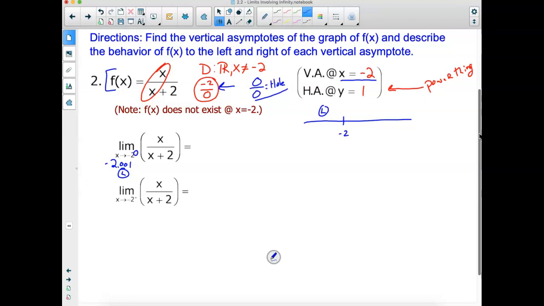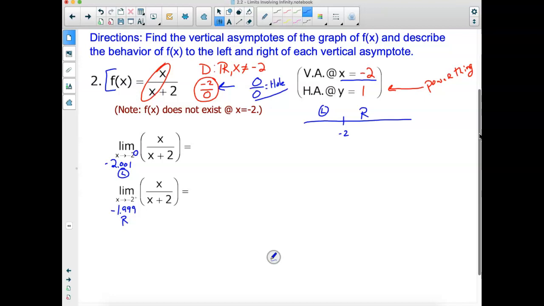To the plus side, it's the right side. Well, as I approach -2 from the right, that's like -1.999. That's my right side. We got to organize this. Negative numbers play wacky doodle with your mind. Okay, so we're going to evaluate this limit with some logic.